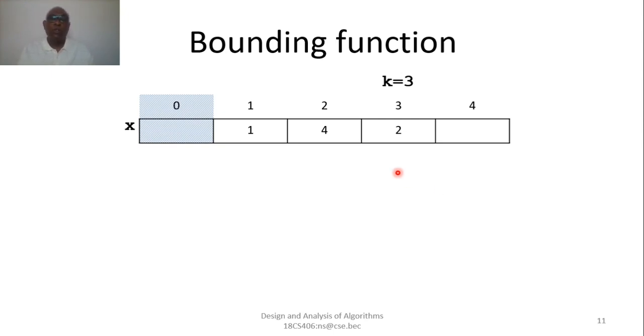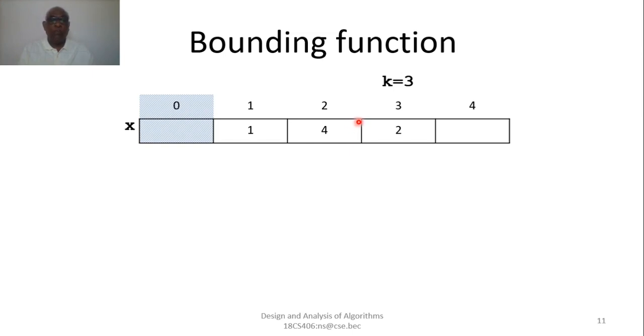Now let's focus on the bounding function. As I said, the bounding function always takes the partial solution which is available in the locations 1 to k. Here I have shown a snapshot of the partial solution which is available in the locations 1, 2, 3, which means that the value of k equal to 3. Now, how should the partial solution be tested by the bounding function?